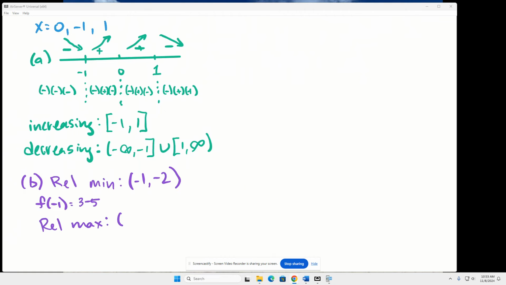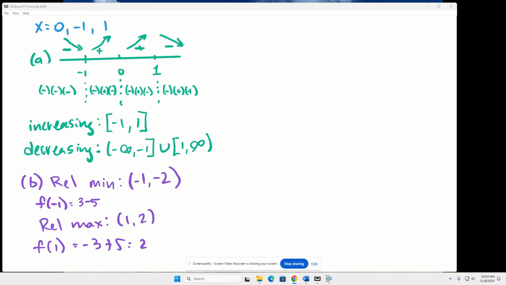And then f is going to have a relative maximum when x is 1. And plugging in 1 is awesome. Almost as easy as plugging in 0. But plugging in 1, you just add the coefficients. Oops. But add them correctly. Okay. So we have our two relative extrema.